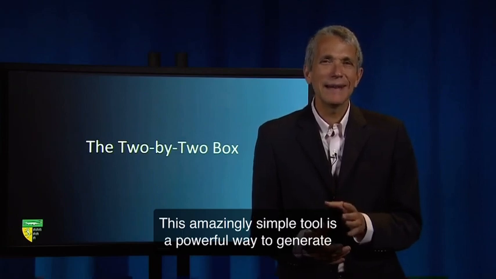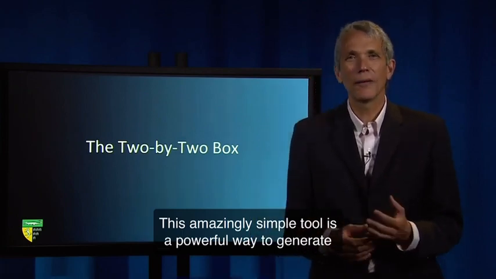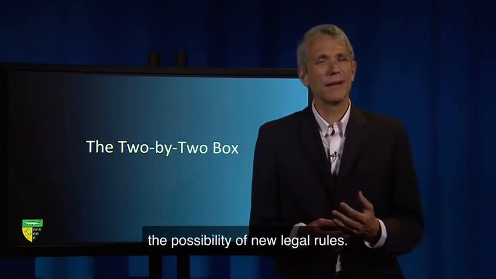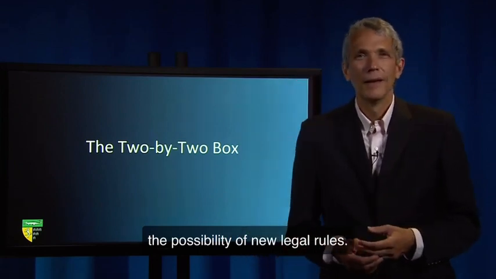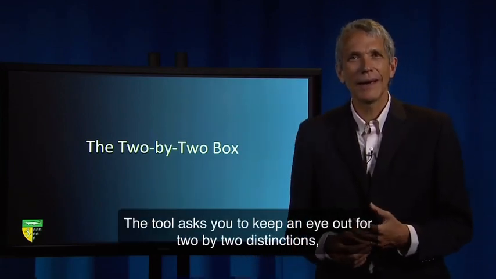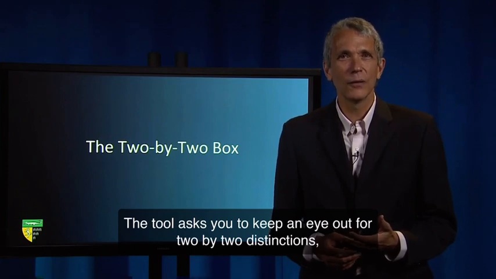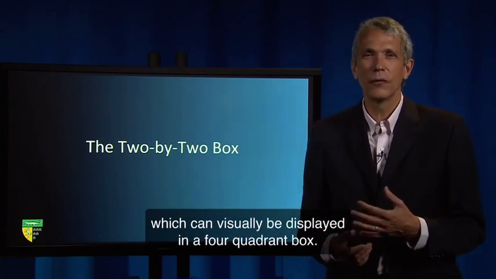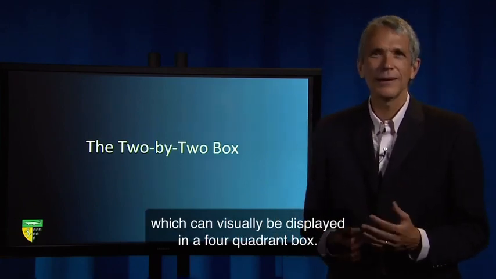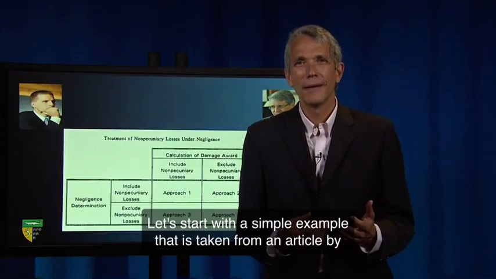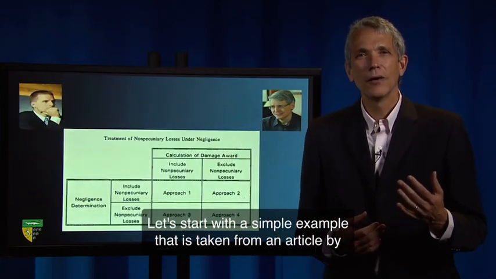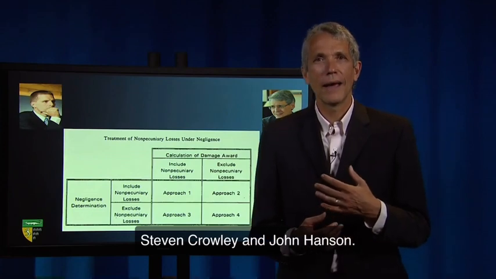This amazingly simple tool is a powerful way to generate the possibility of new legal rules. The tool asks you to keep an eye out for 2x2 distinctions, which can visually be displayed in a 4-quadrant box. Let's start with a simple example that is taken from an article by Stephen Crowley and John Hanson.